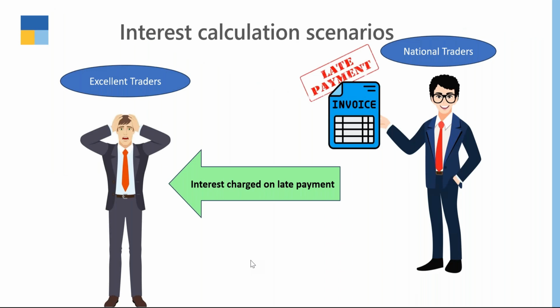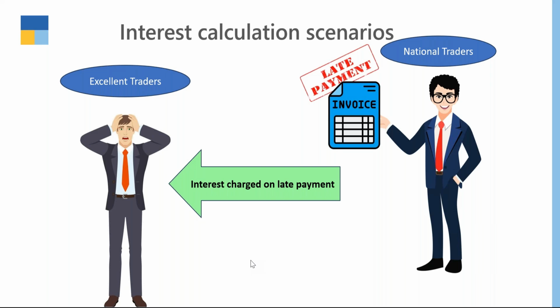So here you can see one of the scenarios, right? My company is National Traders. They have issued an invoice to Excellent Traders. Since the customer has not made the payment by the due date, there is a late payment done by Excellent Traders to National Traders. So in this particular scenario, National Traders are charging interest on the late payment.